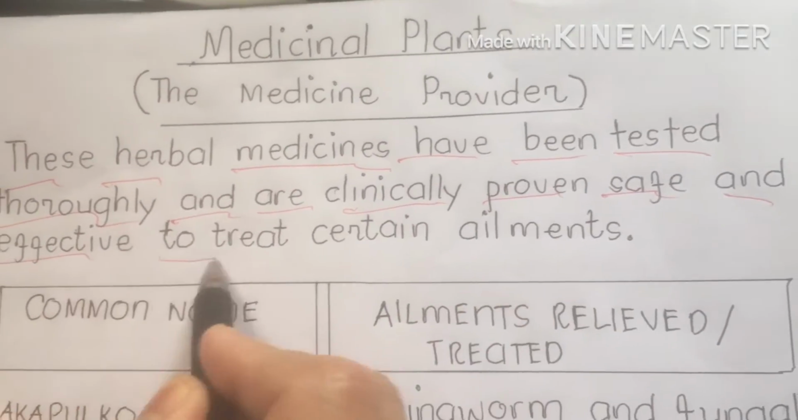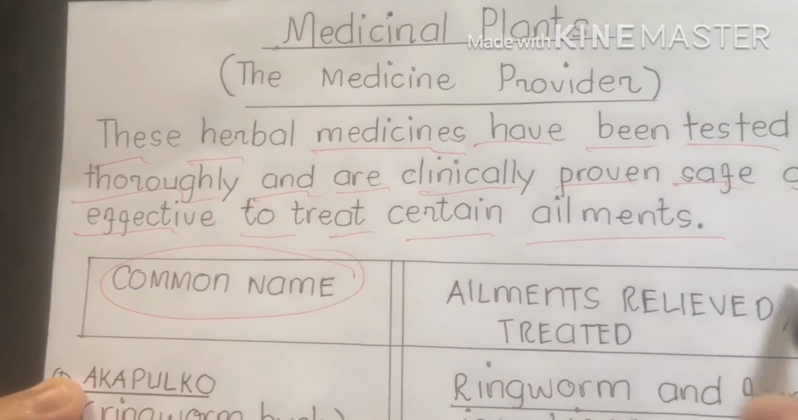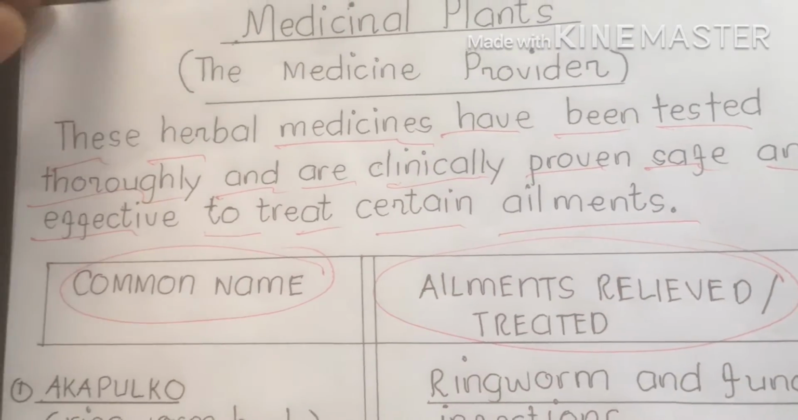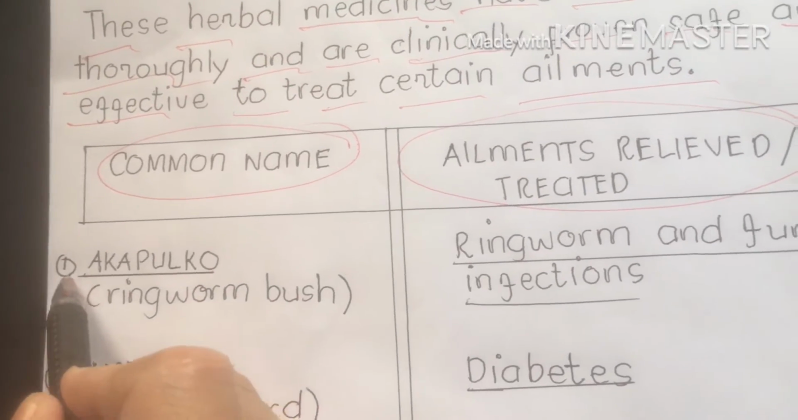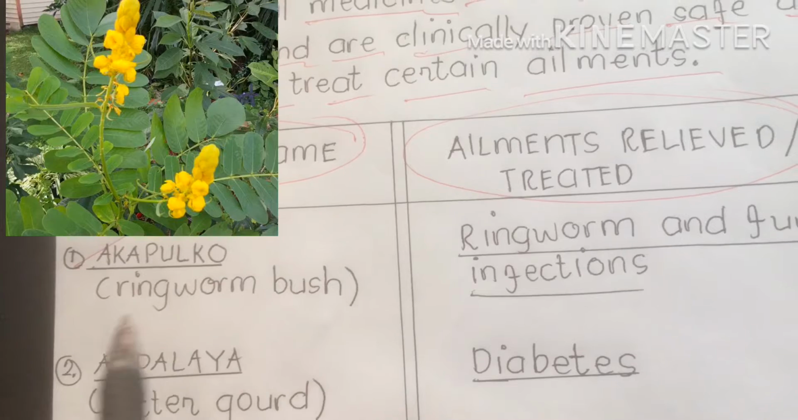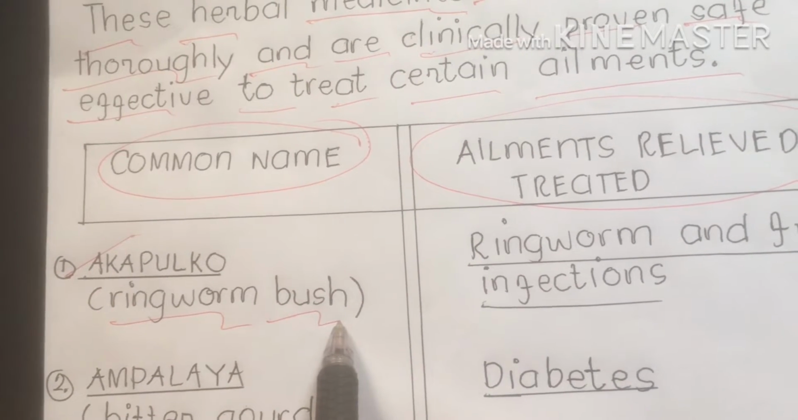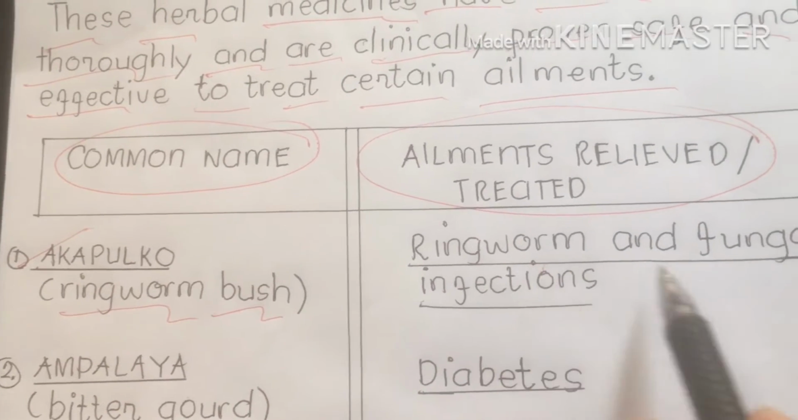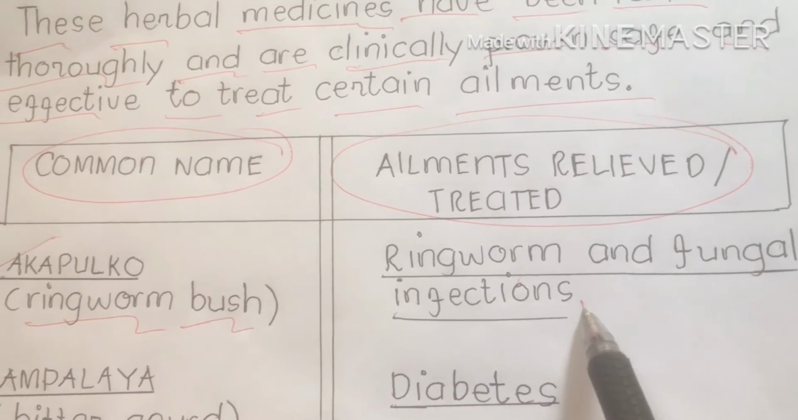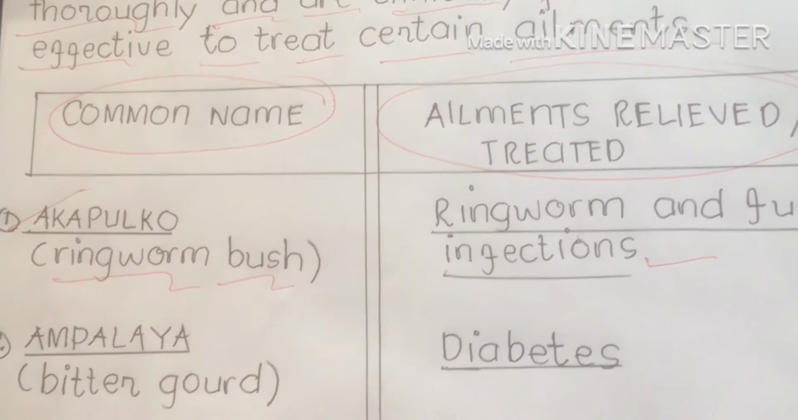We have common name and ailments relief treated. First is Acapulco. Acapulco means ringworm bush. Ailments relief treated: ringworms and fungal infections. This is for fungal infections.